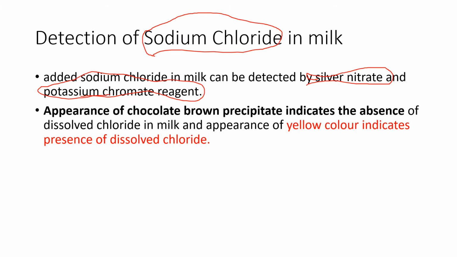Just remember, if there is no salt in the milk, it gives out a normal chocolate brown color when you add these two reagents. Whereas if it contains sodium chloride, it gives out yellow color. So just remember, yellow color means it has NaCl. If it doesn't have any NaCl, it gives a chocolate brown.